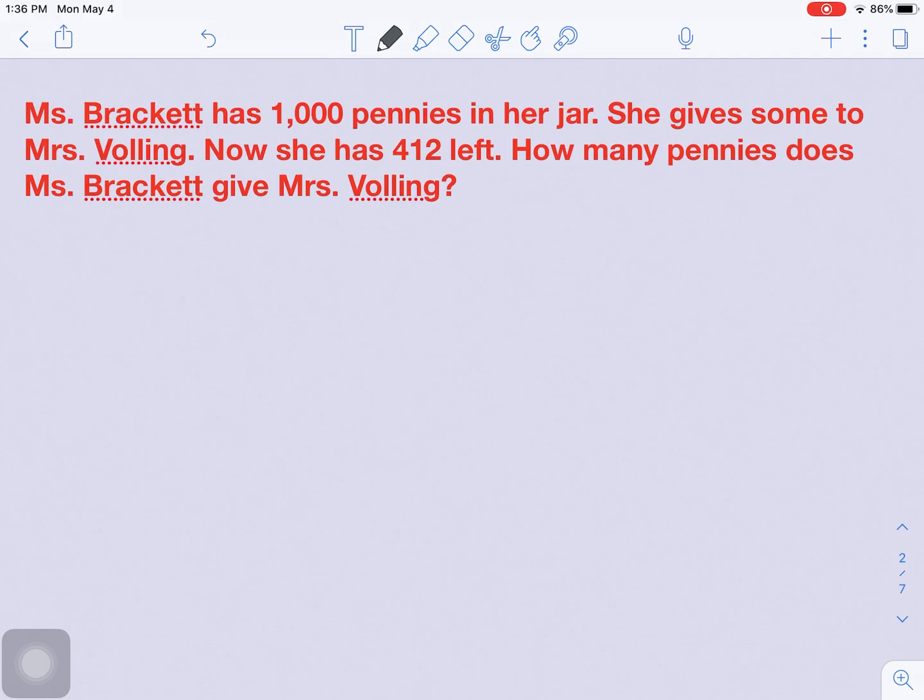Miss Brackett has 1,000 pennies in her jar. She gives some to Mrs. Voling. Now she has 412 left. How many pennies does Miss Brackett give Mrs. Voling? Well, again, I think it's going to be important for me to think about how I can make a picture here. And I am not comparing anything. This sounds like I've got two parts and a total. And I believe that my total is the 1,000. So it's going to go at the top of my math mountain.